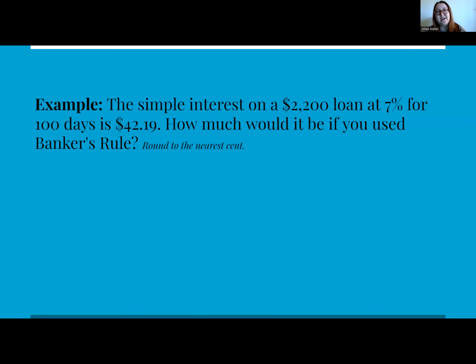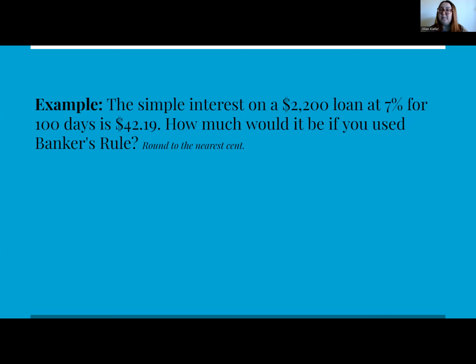So all right, let's go ahead and try it out. Try calculating something with banker's rule. The simple interest on a $2,200 loan at 7% for 100 days is $42.19. We say that is how much it is basically for a regular year. So how much would it be if you use the banker's rule?